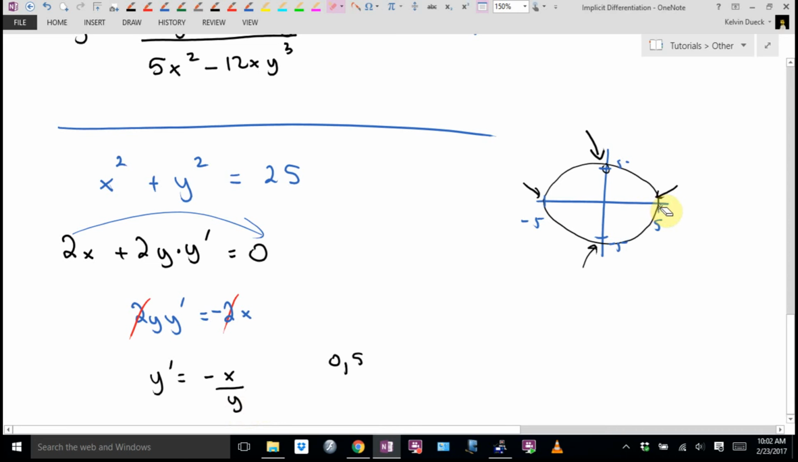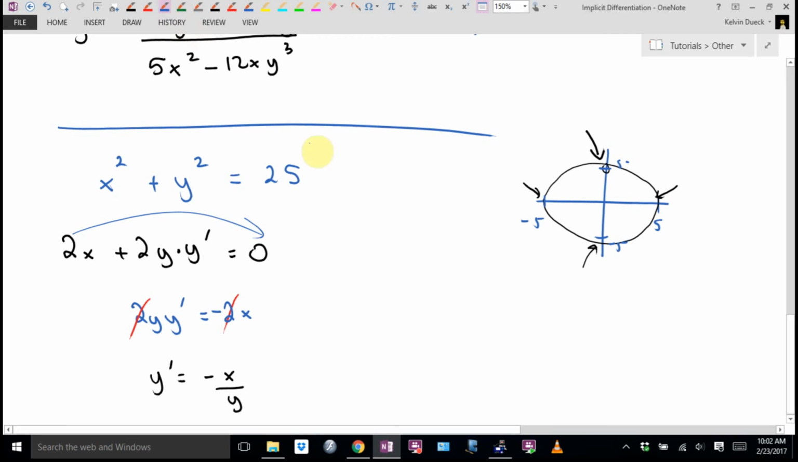What's this point right here? 5, comma, how high? 0. When you put a 0 in the bottom, can you divide by 0? No, I'm looking for a word that begins with the letter U and has an N, and then a D, and then an E. It's undefined. This seems to very much match our derivative.